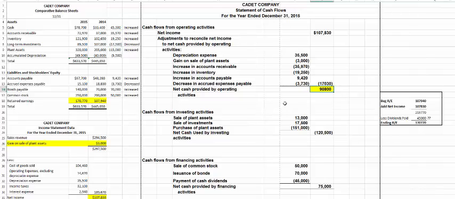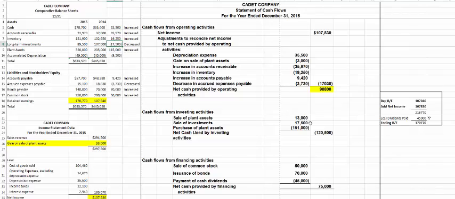Cash flows from investing is the second or the middle section. We sold a plant asset, and this is literally the cash proceeds received. It's going to show us a positive amount or an inflow. We calculated that we have sold some investments for $17,500, their original cost. Inflow of cash in the investing section, $17,500.